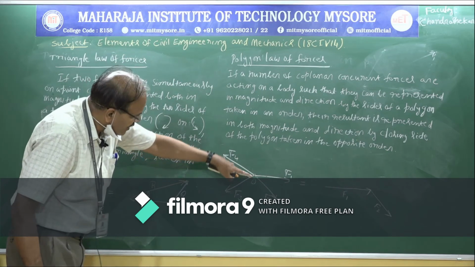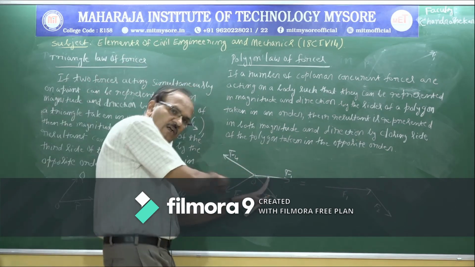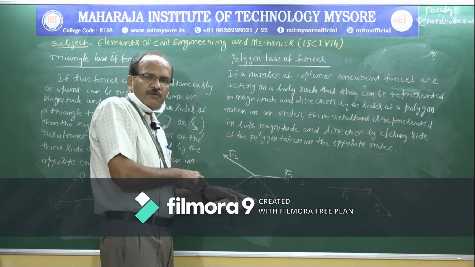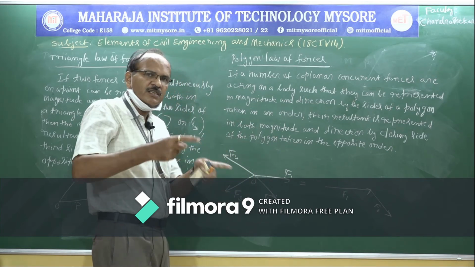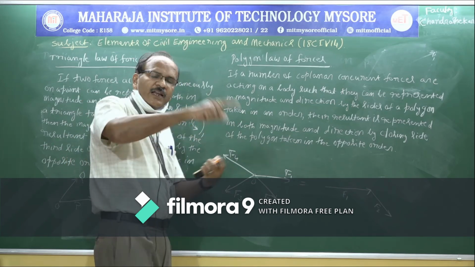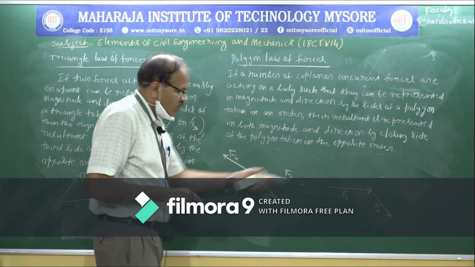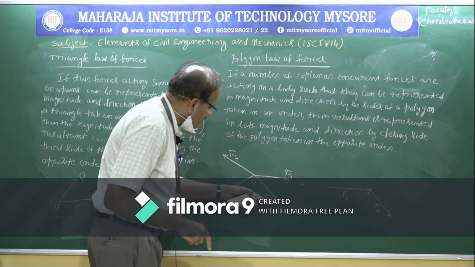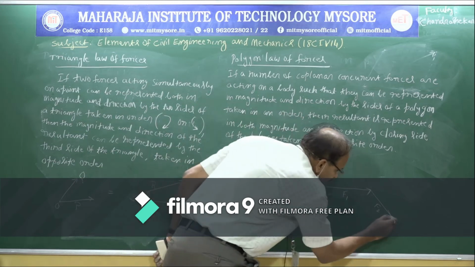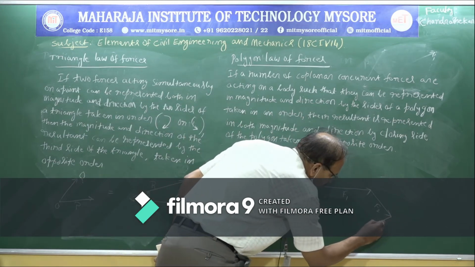Next, once you start clockwise, you should complete all the forces in the clockwise direction, or else if you consider anti-clockwise direction, you should complete in the anti-clockwise direction itself. So after drawing F2 here, we'll go with F3. From here you draw F3.